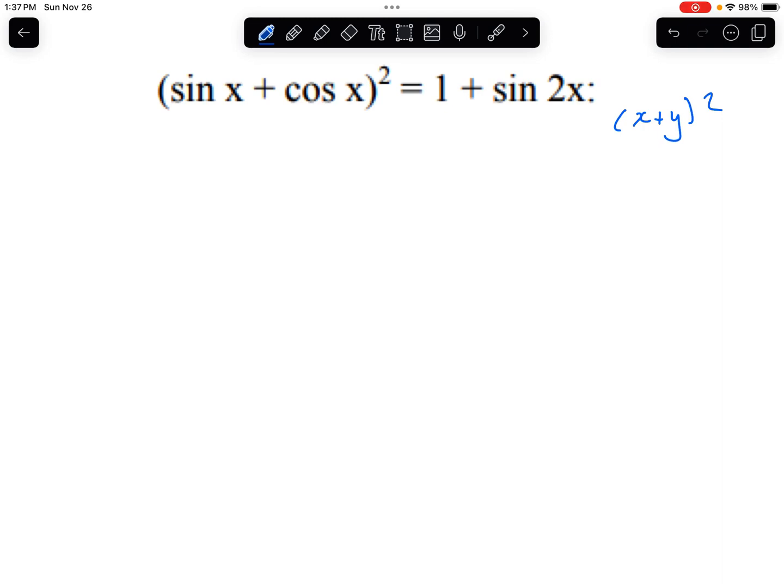Well, if you were to use that quick sheet that we gave you before, you would have known that's x squared plus 2xy plus y squared when you expand that out. So expanding this out quickly would be sine squared x plus 2 sine x cos x plus cos squared x. And this is all dealing with the left side. We're going to leave the right side the way it is.